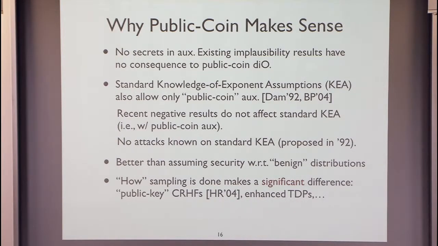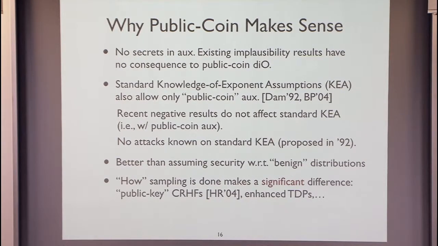But why should we believe it any more than just assuming that it is good for your distribution? Well, for these distributions, as I said before, there is no real understanding. Whereas if you look at all of these negative results, they also have a consequence for extraction assumptions, like knowledge of exponent assumptions or SNARKs and so on. So if you define an auxiliary input version of these notions, they will be affected also by the GGHW result. Unless you do what was done back in 92 and 2004, where you only allow randomness as the auxiliary information. For that, there are no attacks.